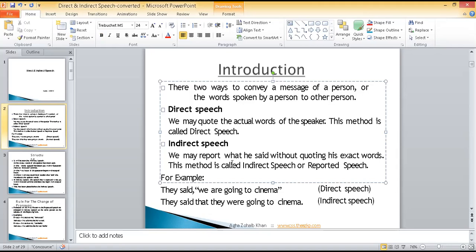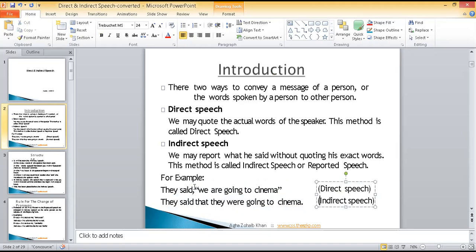For example, we may report what is said without quoting his exact words. This method is called indirect speech or reported speech. Remember, this is reporting speech and this is indirect or reported speech. For example, say they said, "We are going to the cinema." Now this is direct speech because I said the words of the person as they are, without making any change. However, I made a change here where I said that they said that they're going to the cinema.